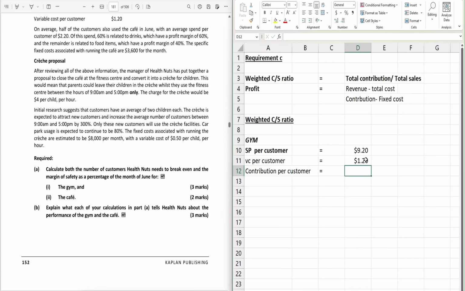Right? So it will be this minus this, right? Okay, so it will be 8. So now we need a total contribution for the gym. Yeah, for the gym we need the total contribution. But we don't have the number of customers. We need to find that out first. So, number of customers, right?